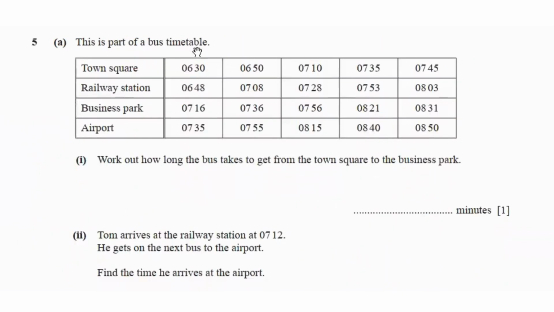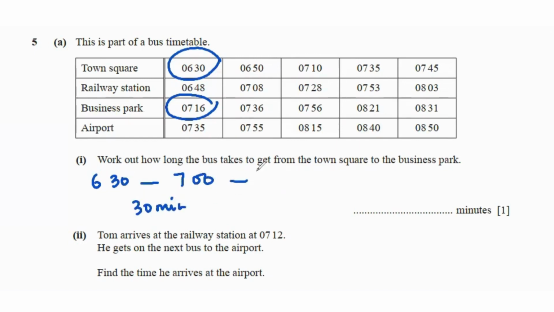Question 5 says this is part of a bus timetable, and it says work out how long the bus takes to get from the town square to the business park. So from town square, which is basically this, to business park. From 6:30, if we go to 7, that is 30 minutes.